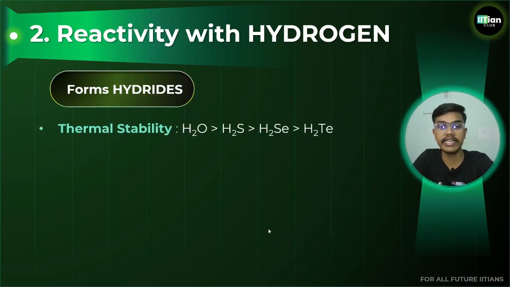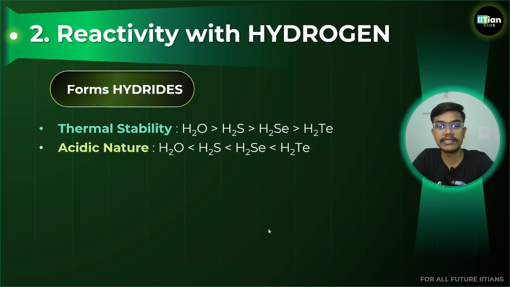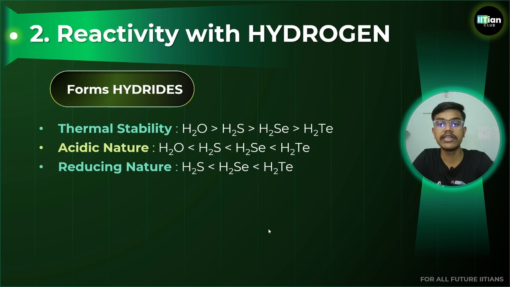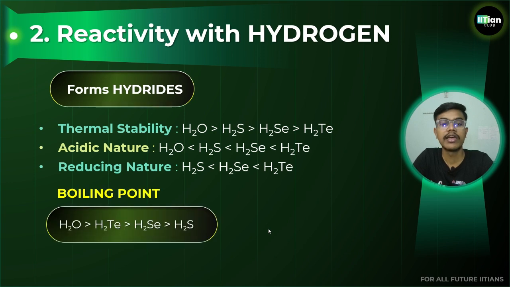They form hydrides, and the thermal stability of hydrides decreases down the group, and acidic nature and reducing nature increase down the group. You can understand this as follows: as you move down the group, the bond dissociation enthalpy of the H-E bond, that is the bond between hydrogen and the element, is very less. Hence, hydrogen can easily be lost, and it signifies the increase in the reducing character and the acidic nature as we move down the group.